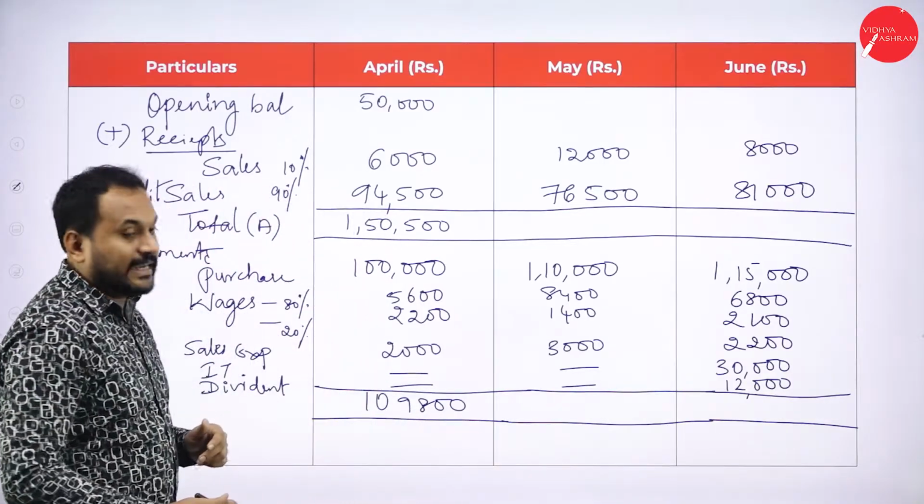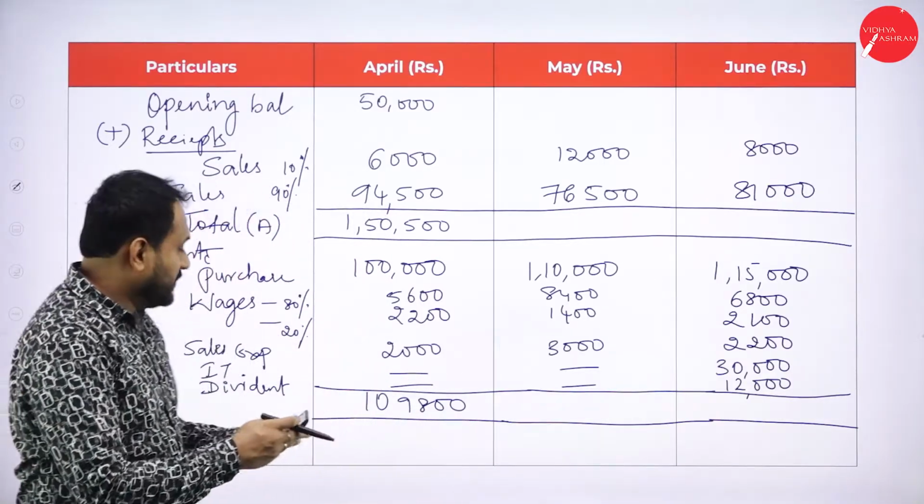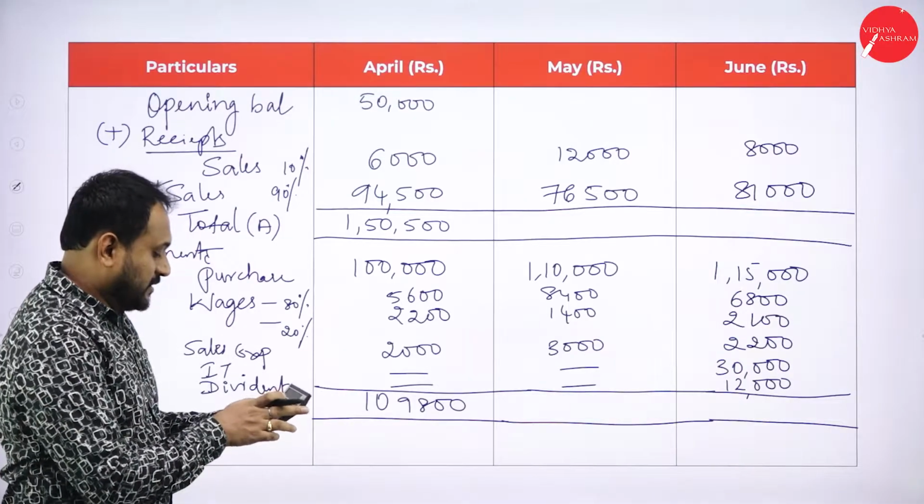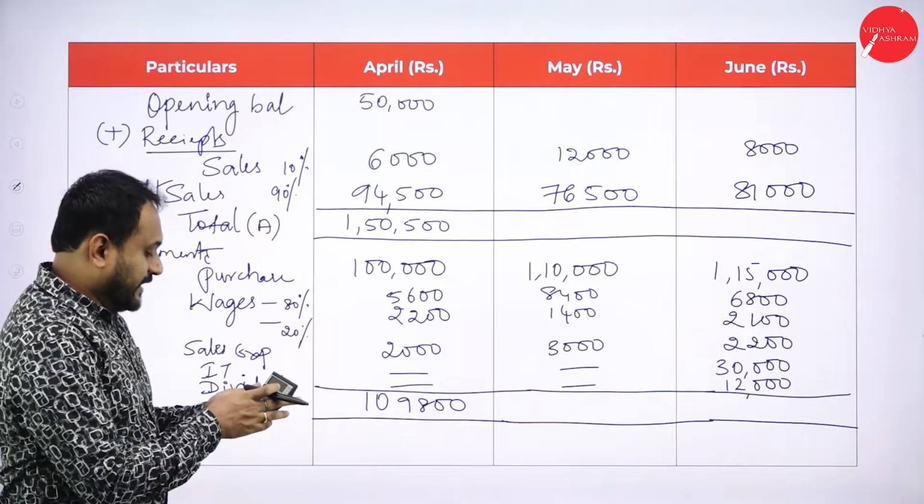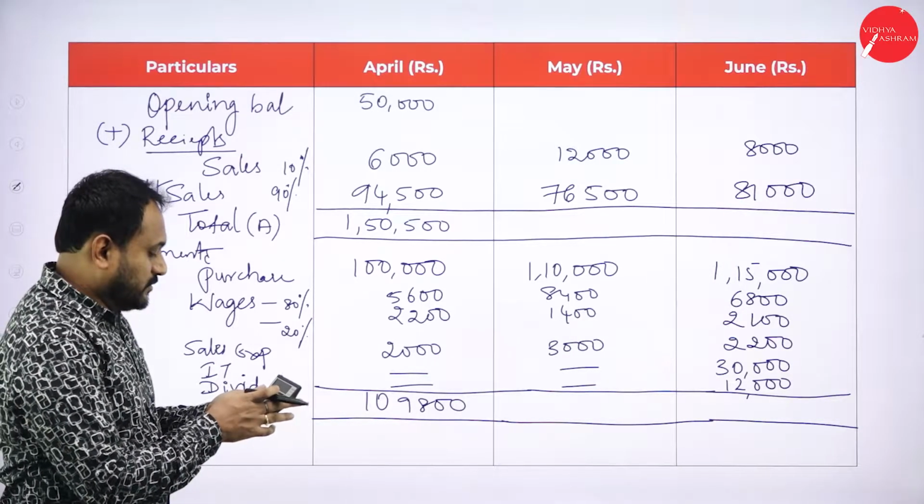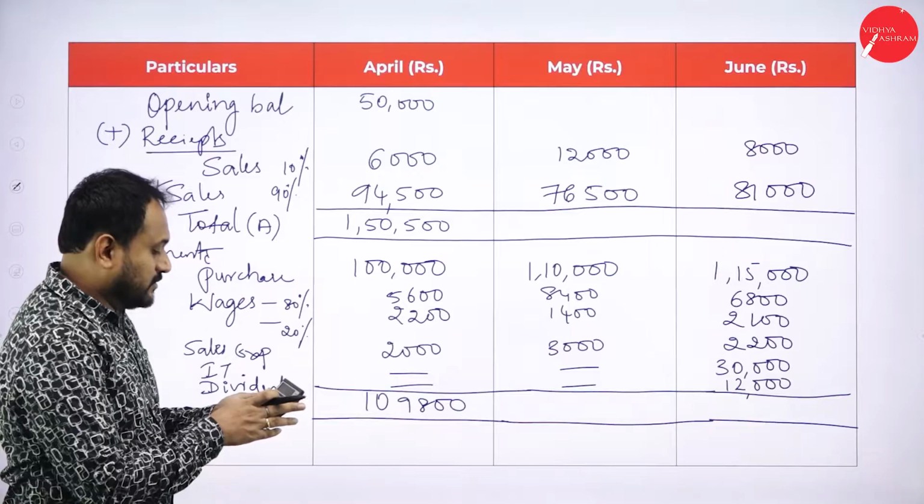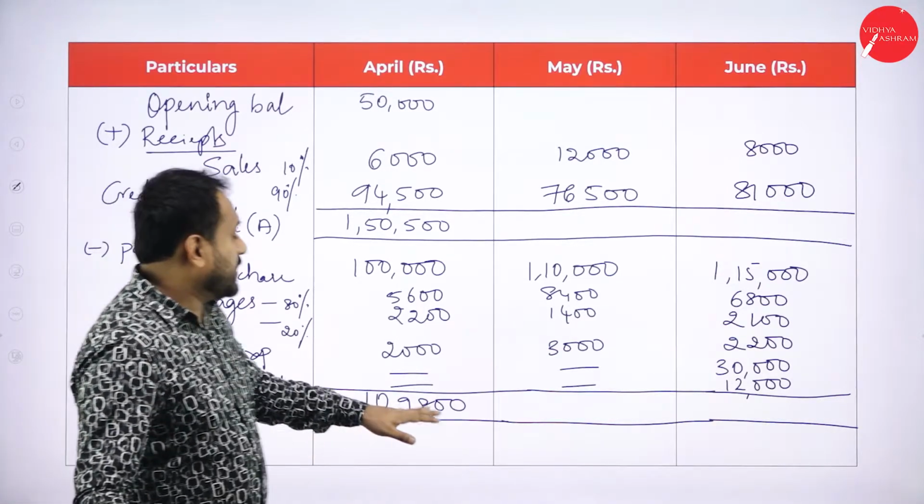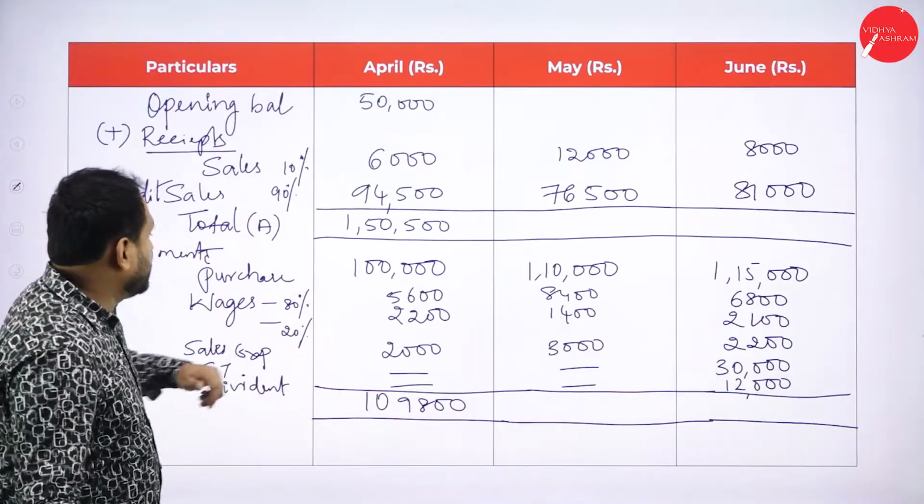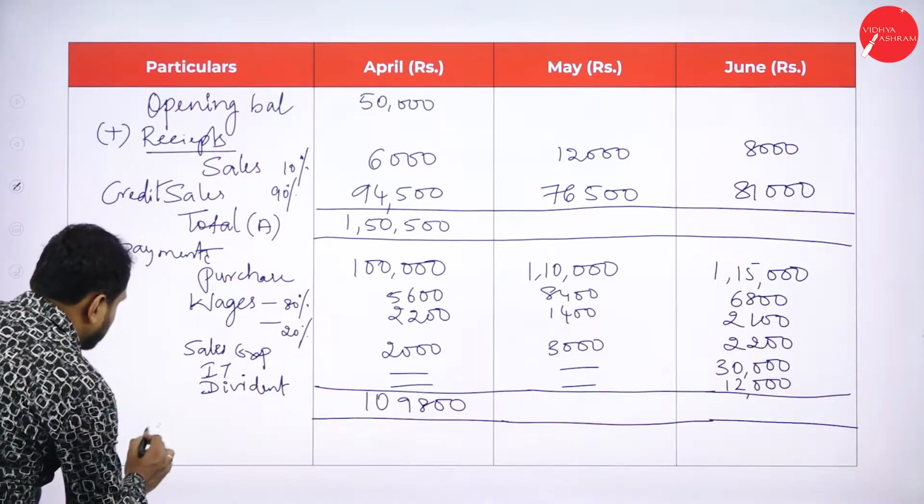9,800. So 1,09,800. For your reference, let's check this. 1 lakh plus 5,600 plus 2,200 plus 2,000. So 1,09,800 done. Next, what we should do is, the last entry is closing balance.